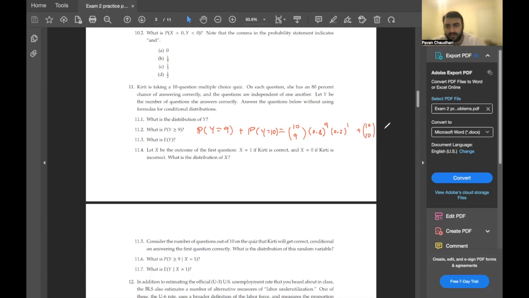It's going to be 0.8 to the 10th times 0.2. And since here you get all of them correct, none of them incorrect, so this is going to be to the 0. All right. For expected value of Y, again, you just use the formula sheet. So once you recognize this binomial, the formula says n times p, in this case 10 times 0.8, which is just 8. So on average, she's going to get 8 questions correct.